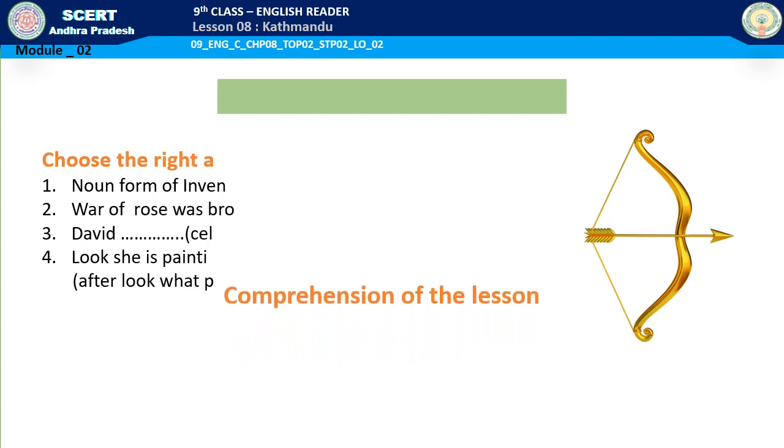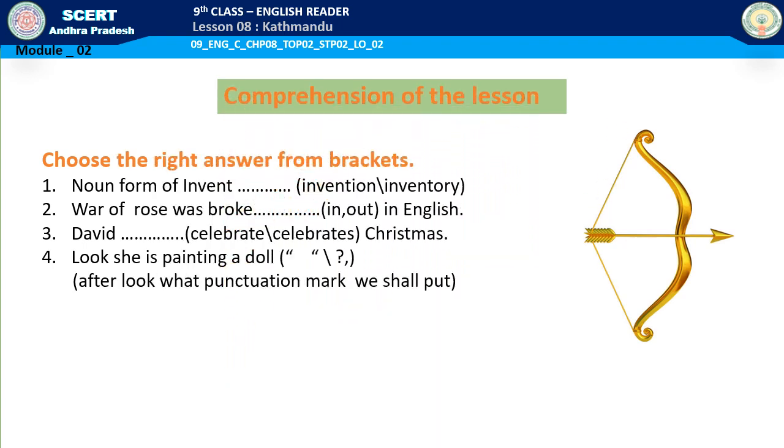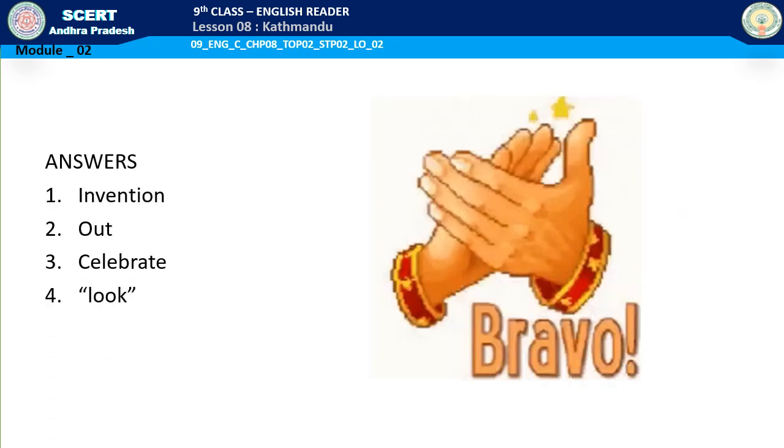Here is a small comprehension check for you. Choose the right answer from the brackets. Number 1. Noun form of invent. 2. War of Roses was broke dash in England. 3. David dash celebrates Christmas. 4. Look, she is painting a doll. After look, what punctuation mark shall we put? Wow, good responses. Answers are invention, out, celebrates, inverted commas.